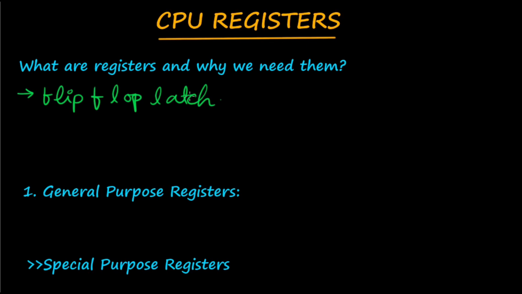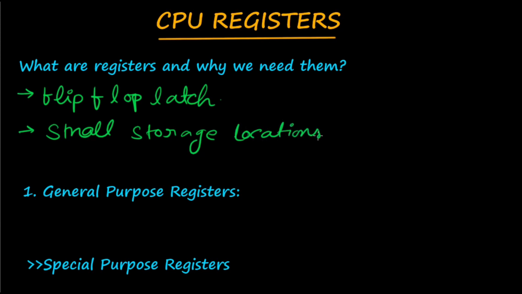They are very fast memory storage units stored inside a processor, and their characteristic is that they are very small storage units. So you cannot store a very large amount of data in CPU registers. That's why we need a separate main memory. They are very small storage locations. Now first of all, why do we need them?